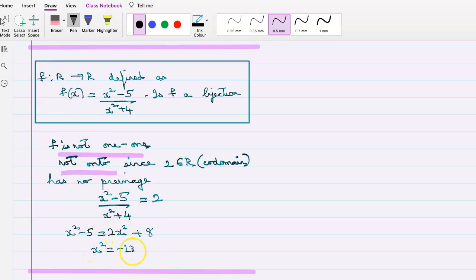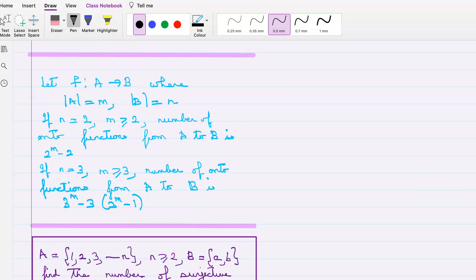It is R. So x is a complex number. So f is not 1 to 1 and not onto. It's not a bijection. Moving to the next question.